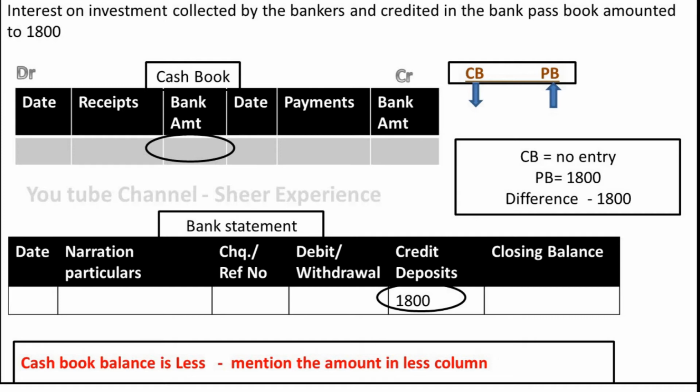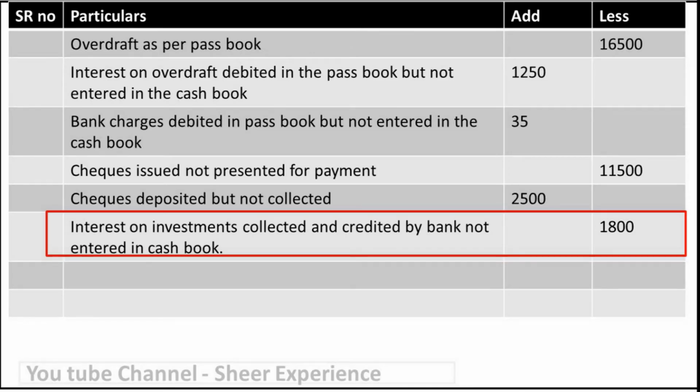So I mention the amount in less column. So 1,800 in less column. In the particulars column, interest on investments collected and credited by bank not entered in cash book.